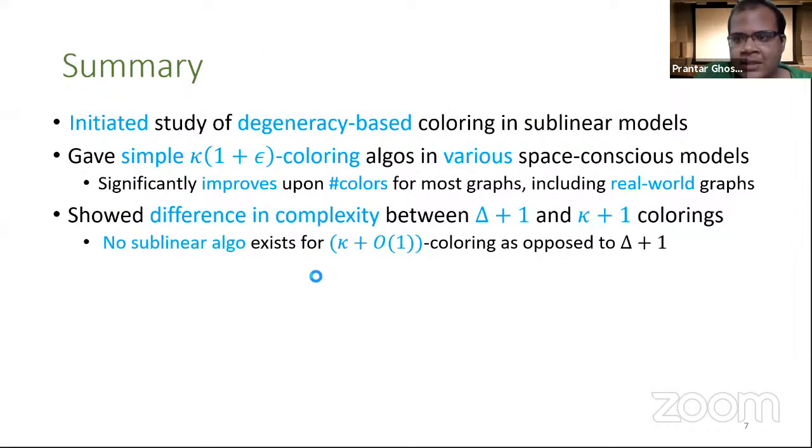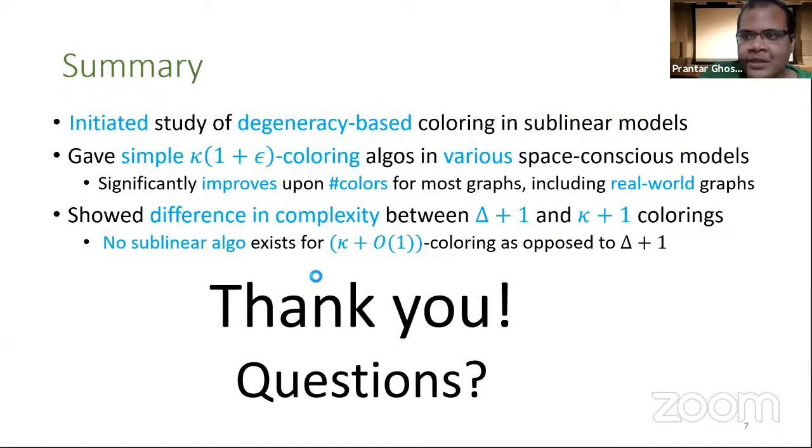So to summarize, we initiated the study of degeneracy-based coloring in space-conscious models and gave colorings using approximately kappa colors, improving upon the number of colors for large classes of graphs. On the other hand, we showed that exact kappa plus 1 coloring has no sublinear algorithms, thus showing a gap between the complexities of kappa plus 1 and delta plus 1 colorings. Thank you for listening. I'd be happy to take questions now.